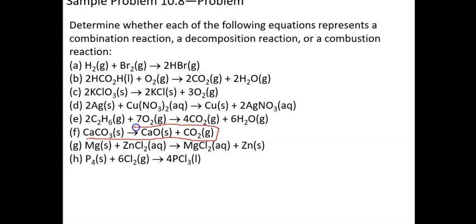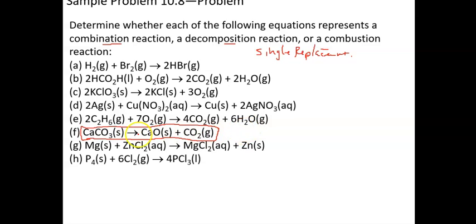What I want you to do is, first of all, try to figure out which of the four reactions this is. Is it a combination? Is it decomposition? A combustion? Or a single replacement reaction. I don't know why they didn't have single replacement. Then, additionally, I want you to figure out which atoms are being oxidized and which atoms are being reduced.